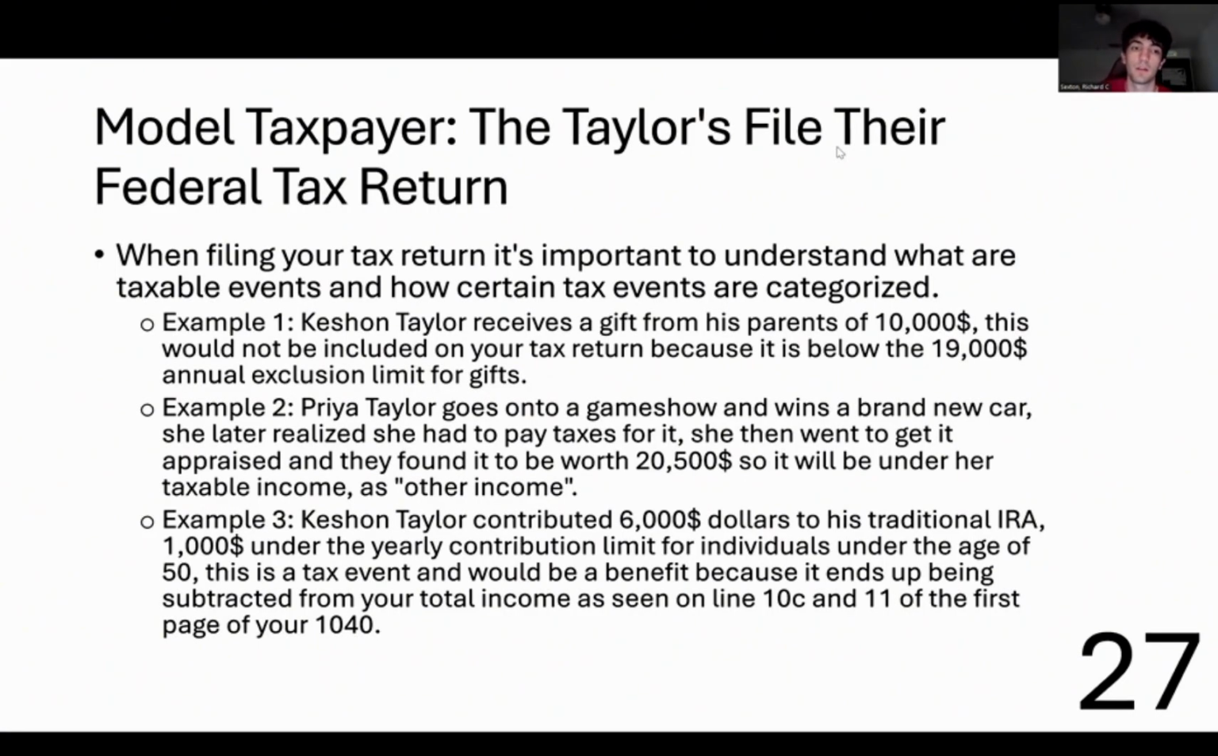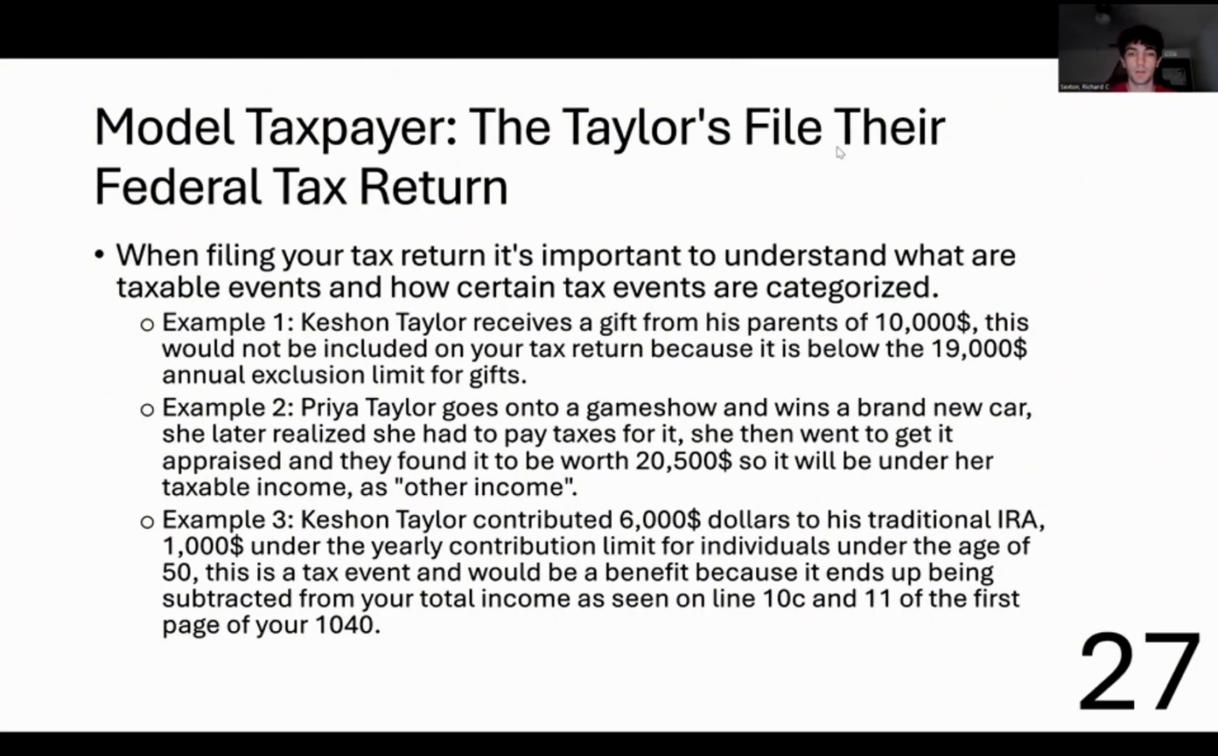One example of this is Keyshawn Taylor receives a gift from his parents of $10,000. This would not be included on your tax return because it is below the $19,000 annual exclusion limit for gifts. Example 2. Priya Taylor goes onto a game show and wins a brand new car. She later realizes she has to pay taxes on it. She then gets it appraised and finds it to be worth $20,500. So it will be under her taxable income as other income.